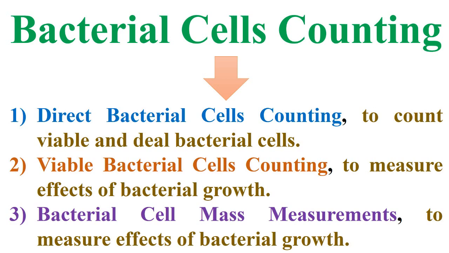Today, we are talking about bacterial cell counting, which is divided into three types. 1. Direct bacterial cell counting, to count viable and dead bacterial cells. 2. Viable bacterial cell counting, to measure effects of bacterial growth. And 3. Bacterial cell mass measurements, to measure effects of bacterial growth as well.